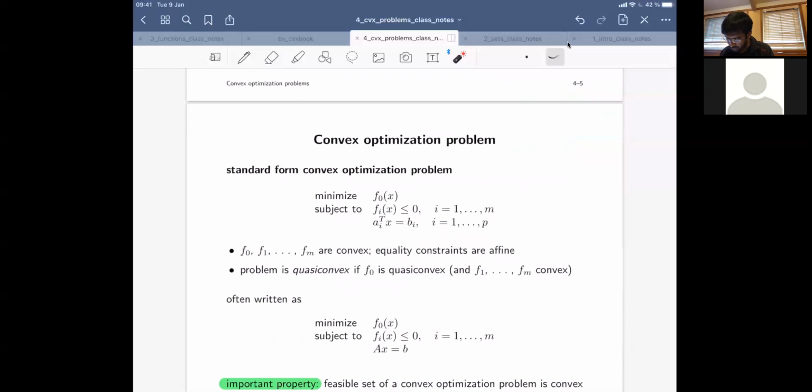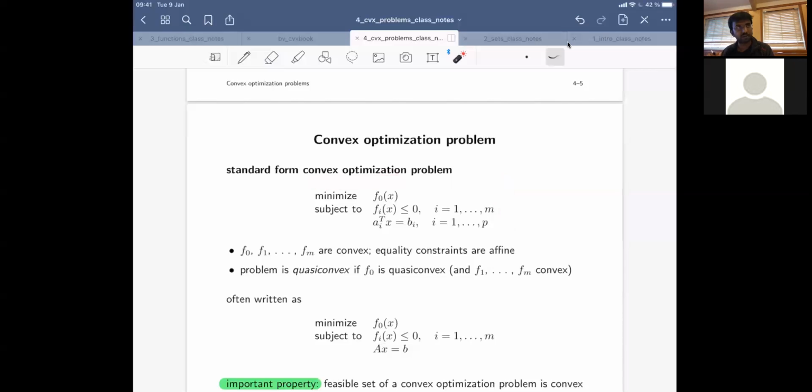Now we will move to the standard form of a convex optimization problem. By now, you know the standard form of an optimization problem, which is this. Now we are saying under what condition we can say that this standard form is convex. The standard form of a convex optimization problem.